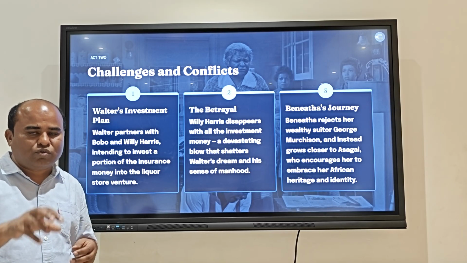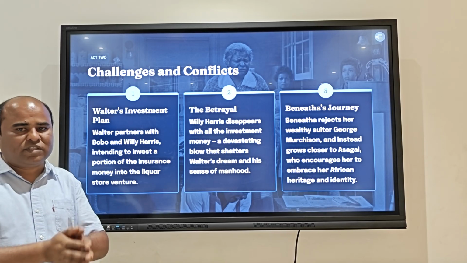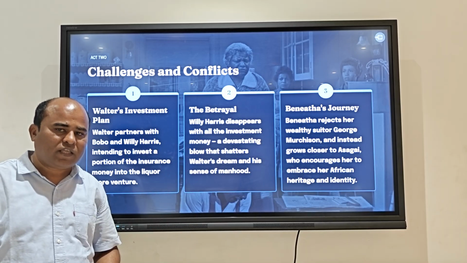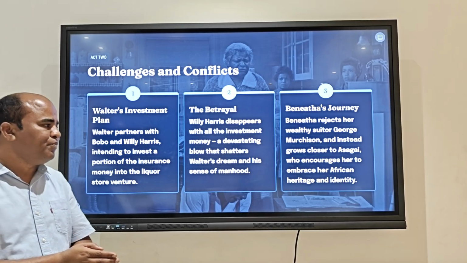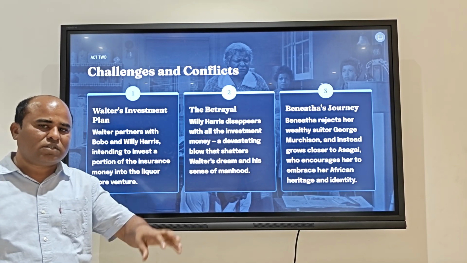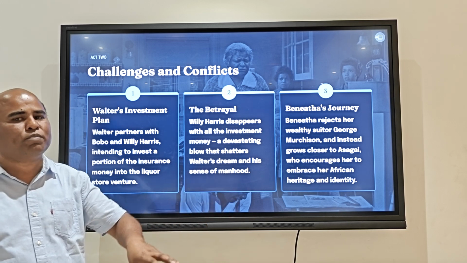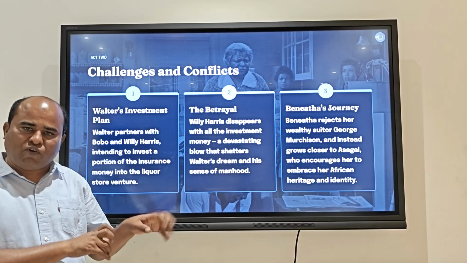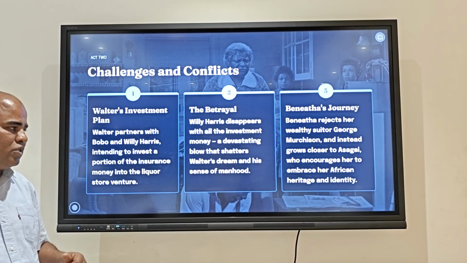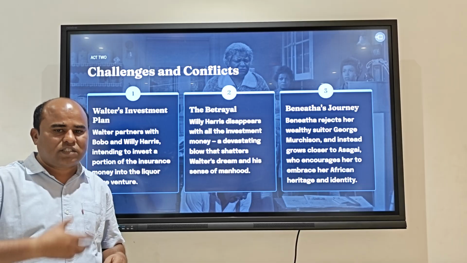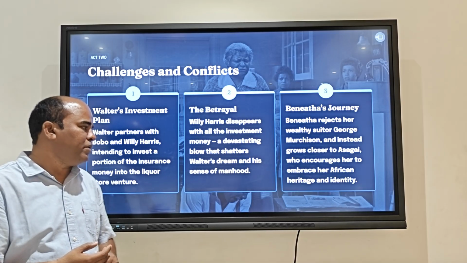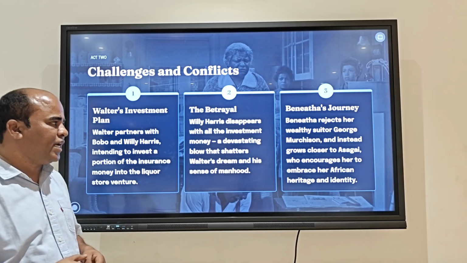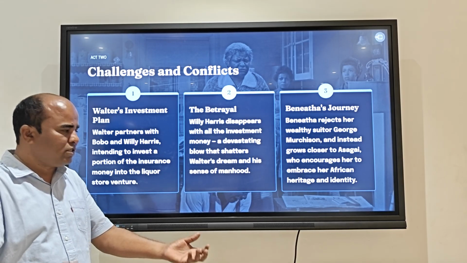So this new generation of the Afro-Americans believes in the dignity of life, and that is why when the choice comes, because for Benitha the choice is between George Murchison and Asagai. Now George Murchison, rich but a very hollow person, politically not committed, a typical class formation. And the second person is Asagai, who encourages Benitha to embrace her African heritage and identity. So a more politically inclined character. And so Benitha has to make a choice between these two.